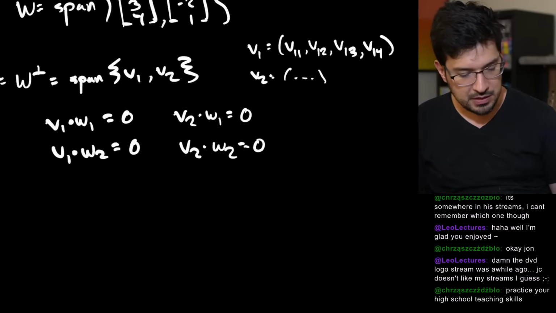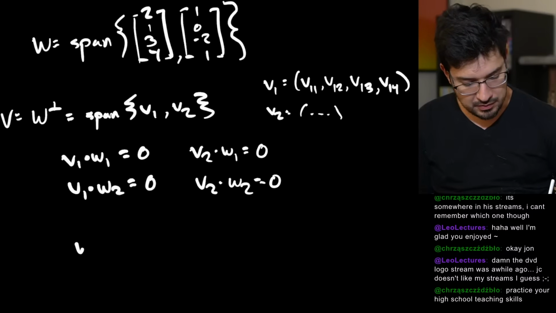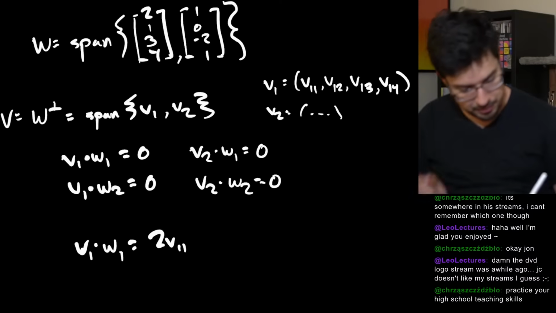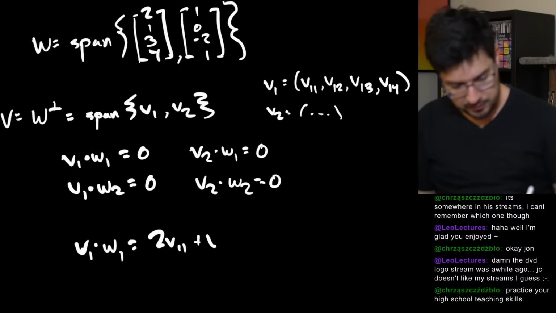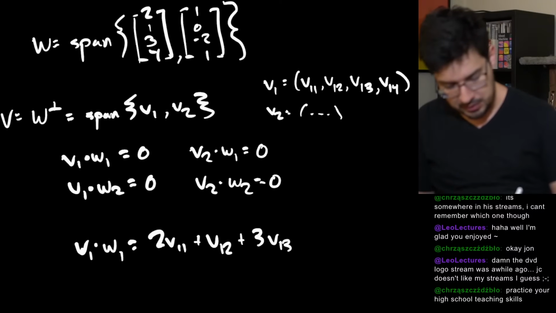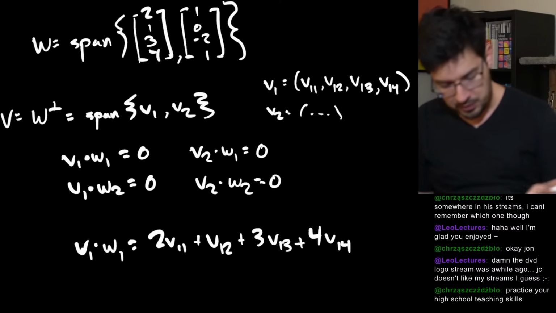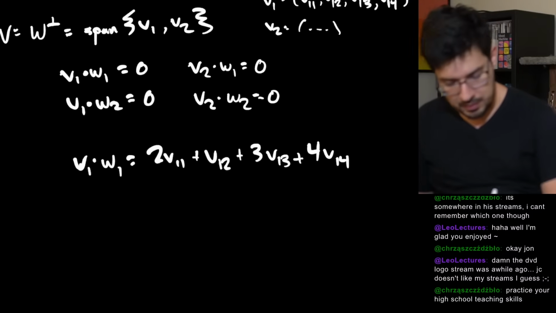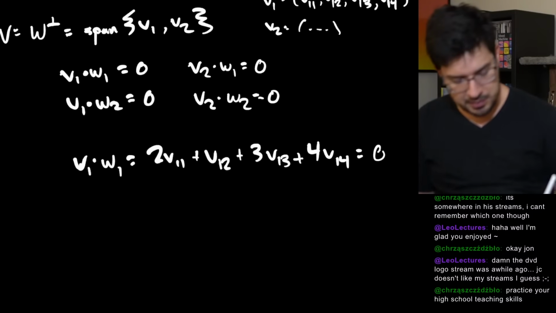then V1 dot W1 is going to be 2V11 plus V12 plus 3V13 plus 4V14. This must equal 0.